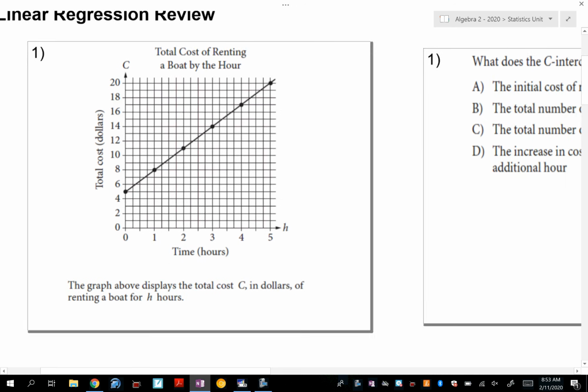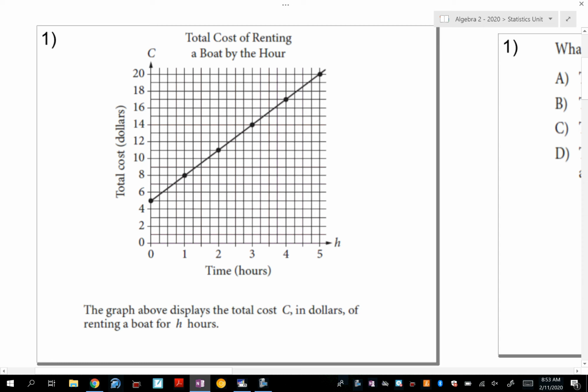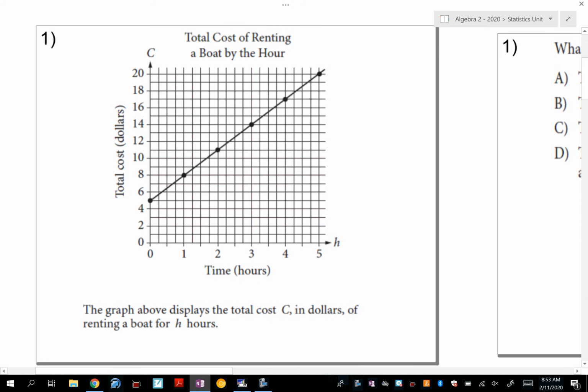This first question, I had to put onto two slides because it was using this figure. In this graph, you have a scatter plot, and the line of best fit, you'll notice, is actually going through all the dots. This is very uncommon, all right? This would be a correlation coefficient of exactly +1. So we're saying that the time in hours explains the total cost of renting a boat. They've said the total cost is C, so their Y value is C, and their X value is H for hours.